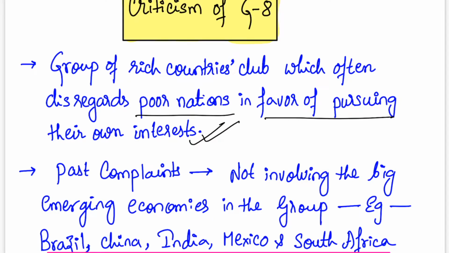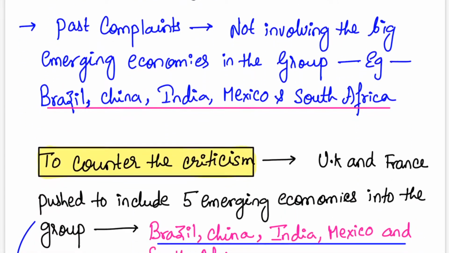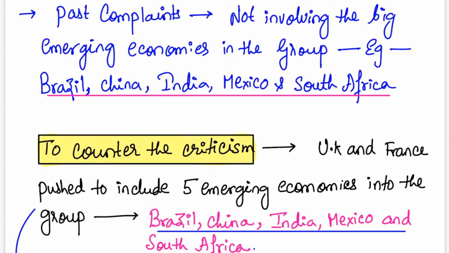So they don't consider much the policies and the discussion of the emerging economies and also the poor countries. In the past many complaints have been made and many protests have been held for not involving the big emerging economies in the group. And these big emerging economies are mainly five countries: Brazil, China, India, Mexico, and South Africa.